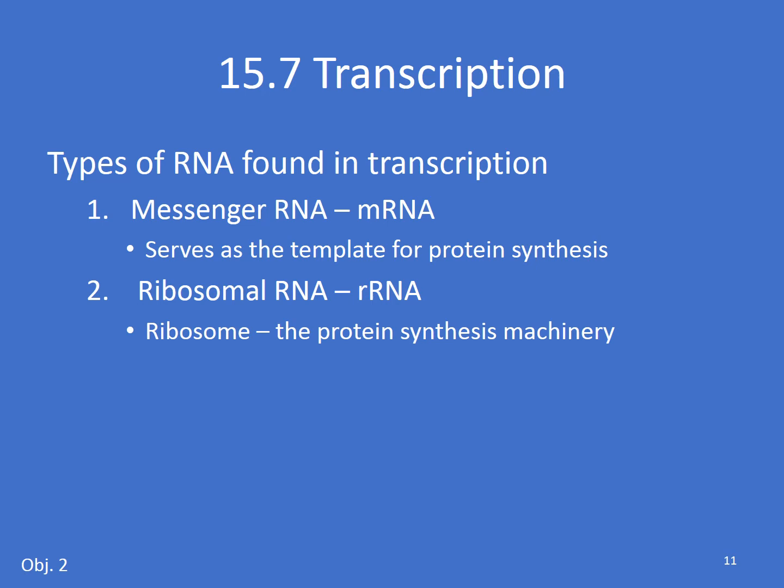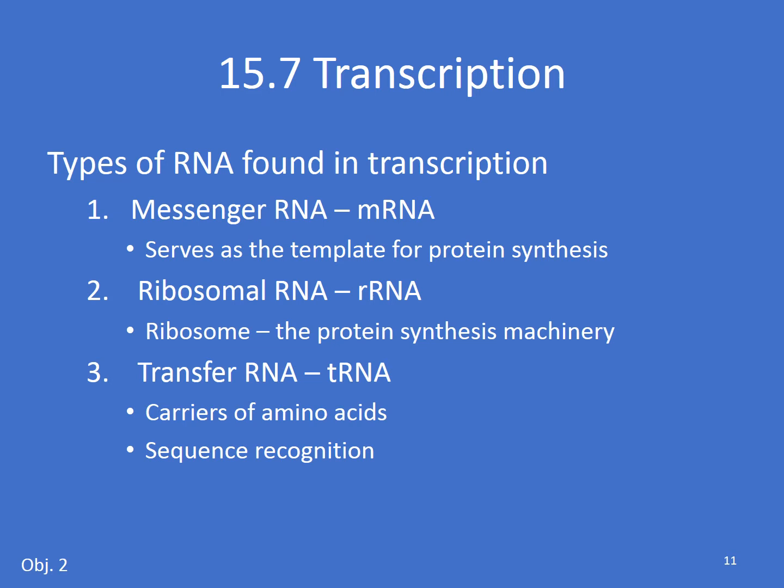Second, ribosomal RNA, or rRNA. This forms a little over 50% of your ribosomes, and ribosomes are the protein synthesis machinery inside your cells. These are the factories that make proteins based on the instructions that are encoded in the mRNA. The rRNA forms a physical factory.